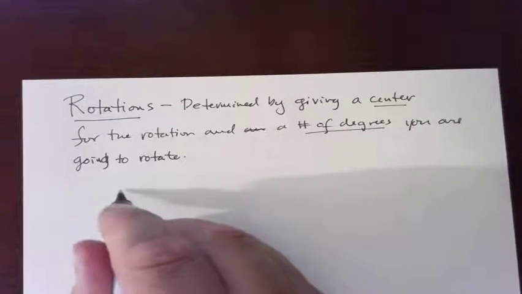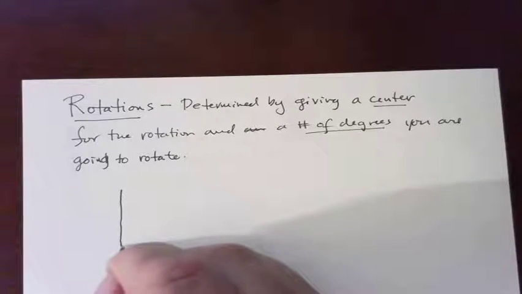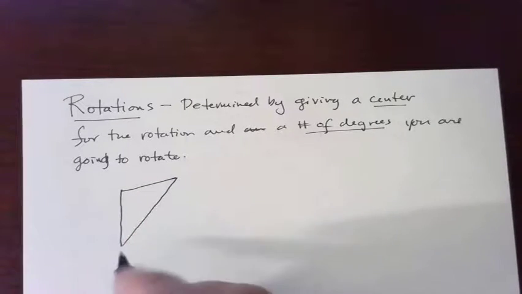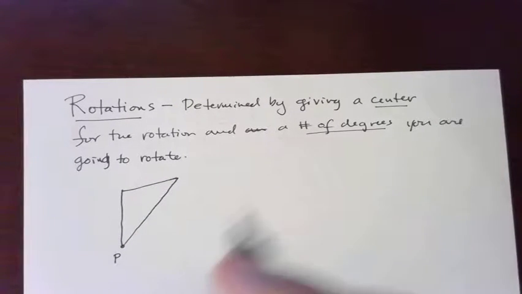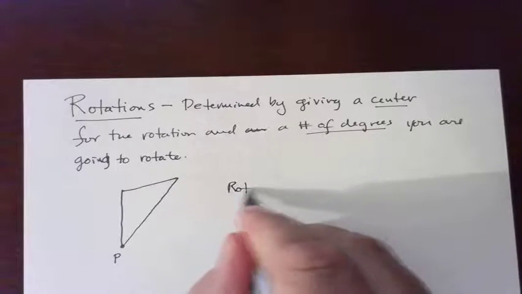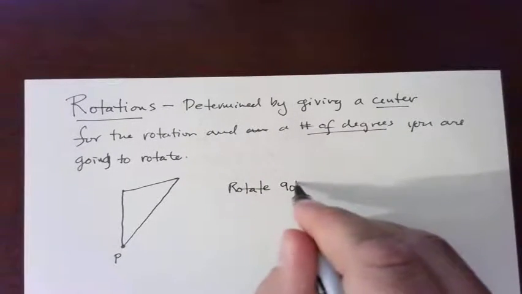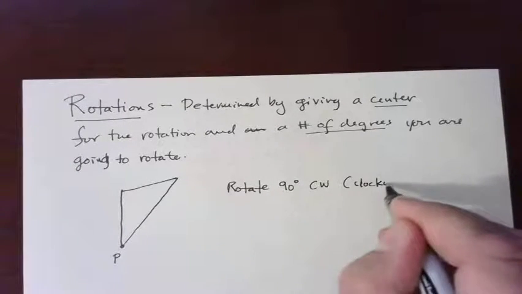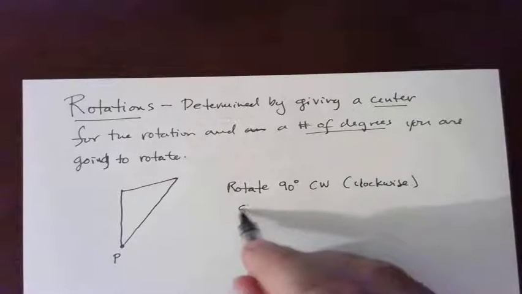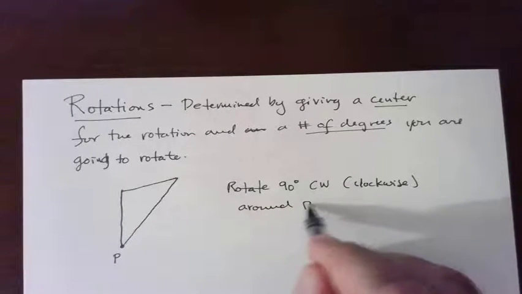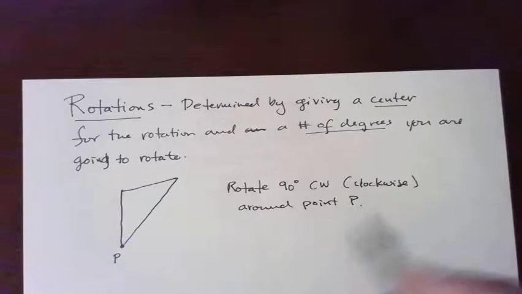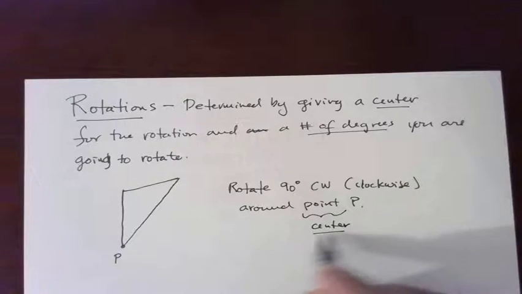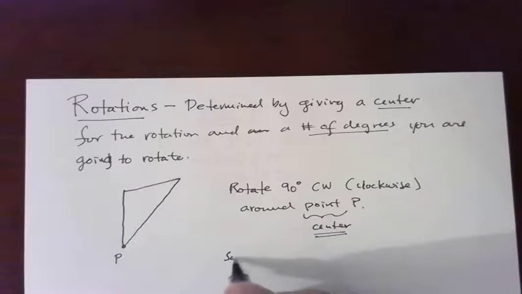Here's the first. I'm going to start with the triangle here. And I'm going to label this point down here P. And I'm going to rotate the triangle 90 degrees clockwise. I will abbreviate clockwise with CW around point P. So when I say around point P, again, that's the center. The center is the fixed point around which the figure turns.